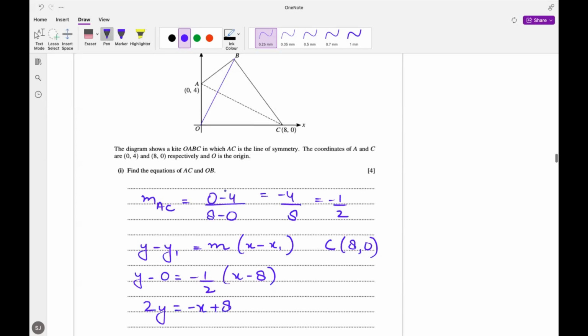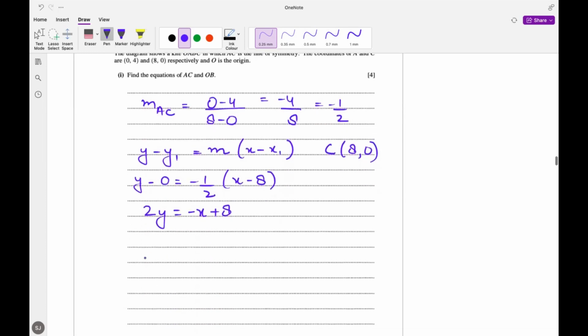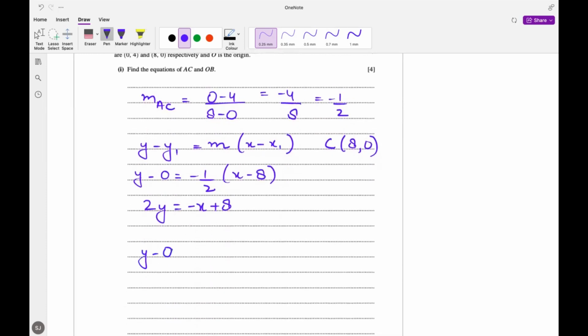For the equation of OB, as we know that the lines are perpendicular, the gradient of line AC is minus 1 upon 2. So the gradient of the perpendicular line will be positive 2. We have the coordinates of O, which is 0, 0. So to find the equation, we'll write it as y minus 0 is equal to 2 times x minus 0, which will be equal to 2x. So the final equation will be y is equal to 2x for the equation of the line OB.